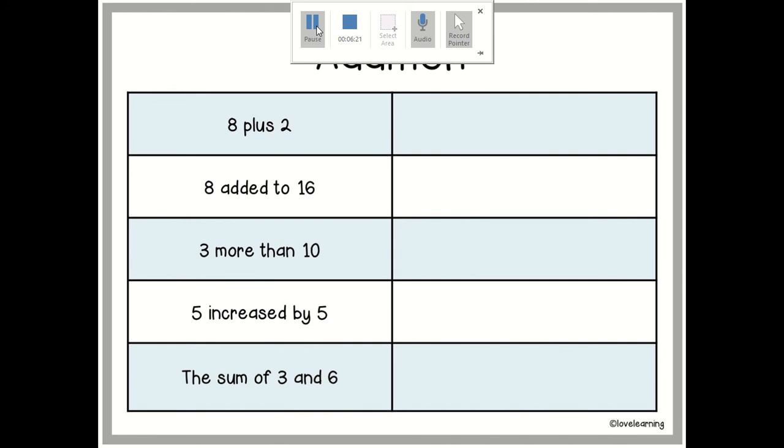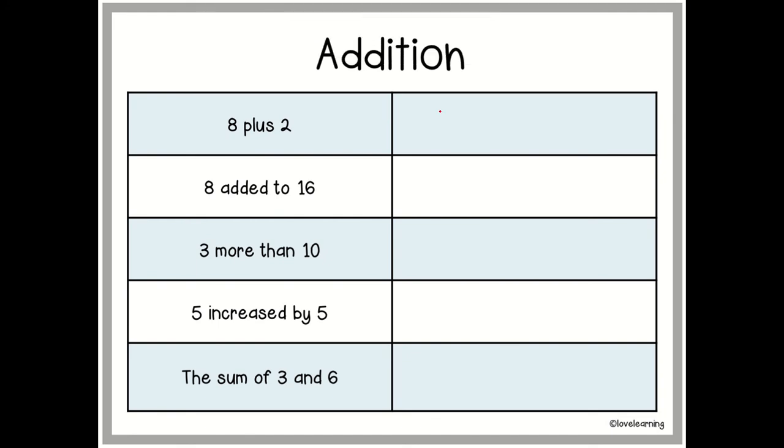Now, let's look at addition. Our first one is 8 plus 2. I know that plus means to add, and it is telling me that I have 8 and I am adding 2. So I would write the expression as 8 plus 2. Sorry, I don't know why that 8 didn't show up.